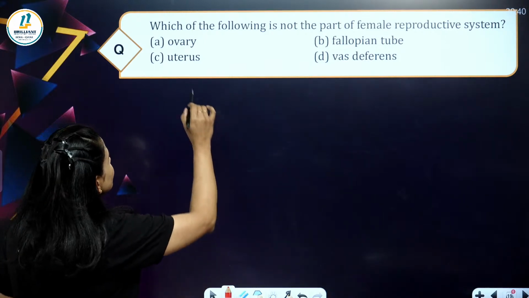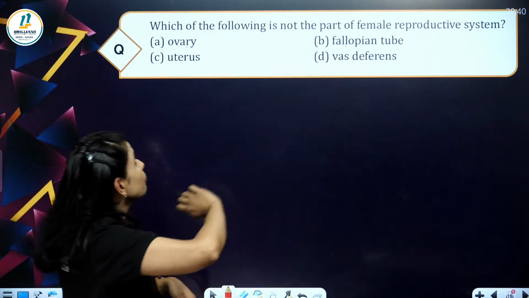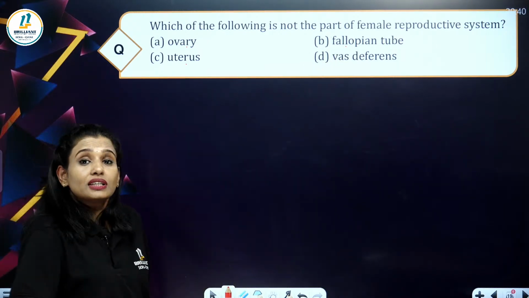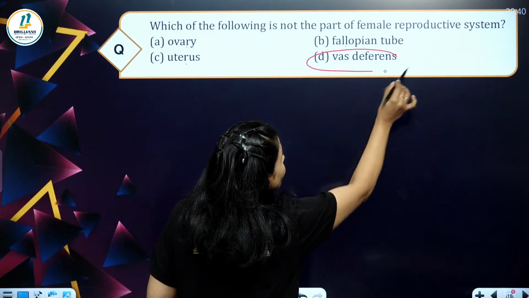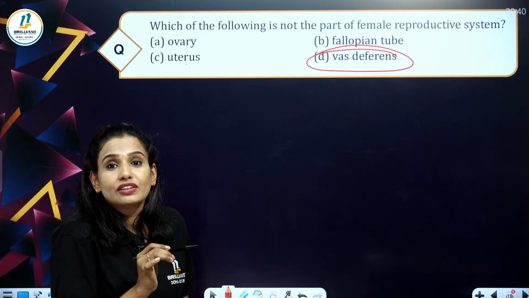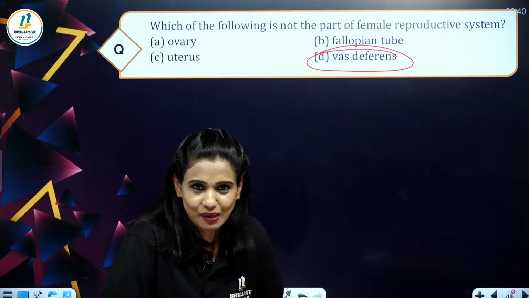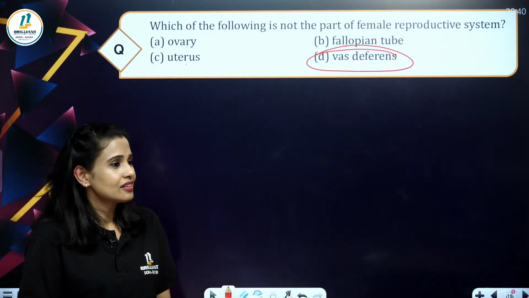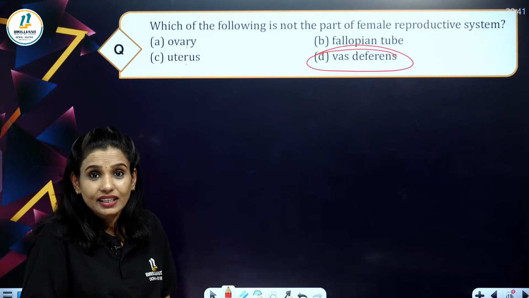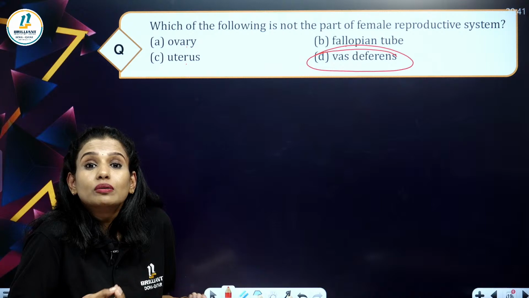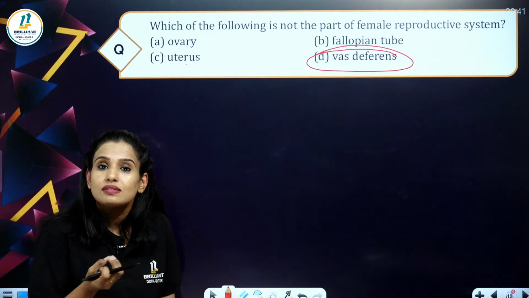See, you know that ovary is a part of female reproductive system. Fallopian tube is a part of female reproductive system. Of course, uterus is the part of female reproductive system. But vas deferens is here. Vas deferens is not the part of female reproductive system. What is vas deferens? We have learnt it in the previous question. Vas deferens is sperm duct that is present in male reproductive system.